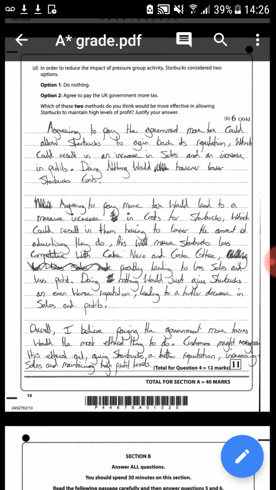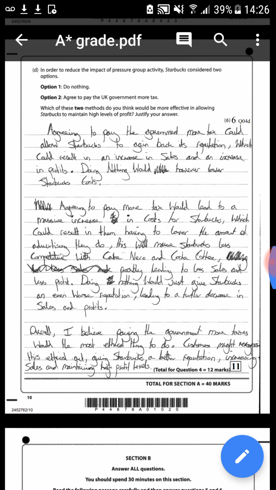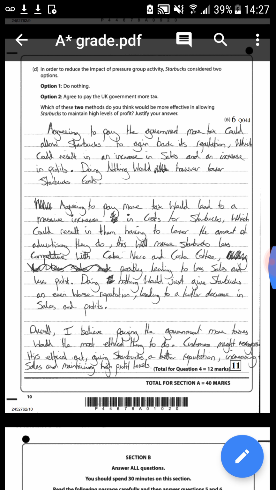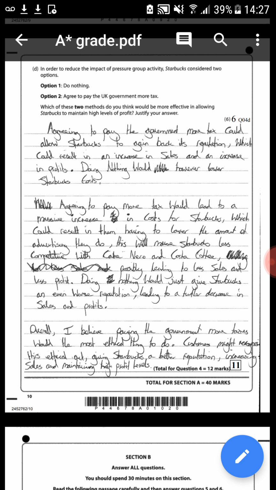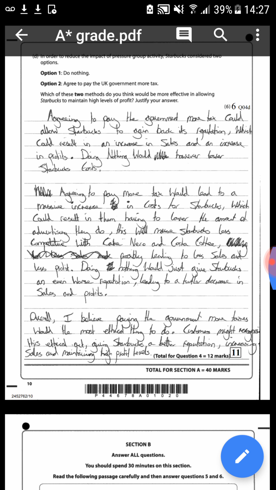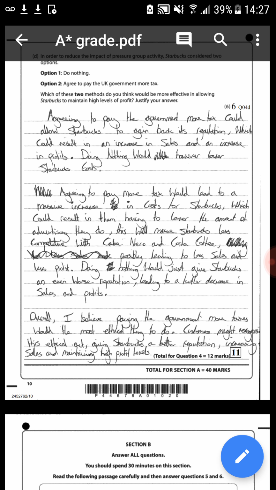Doing nothing would just give Starbucks an even worse reputation, leading to a further decrease in sales and profits. Overall, I believe paying the government more taxes will be the most ethical thing to do. Customers might recognise this ethical act, giving Starbucks a better reputation, increasing sales and maintaining high profit levels. So they gained a full 6 marks there.